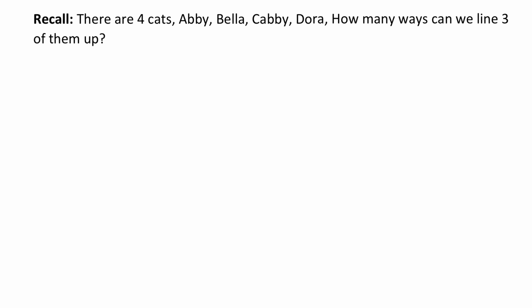Well, this seems like a blank method kind of question. We're going to put the cats on a line. There's 3 of them, draw 3 blanks. Now at the beginning, we have 4 options, Abby, Bella, Cabby, or Dora. So we would put a 4 in the first blank. Then we can't repeat cats because we can't clone them or something. So after the first blank, we only have 3 cats and then 2 cats.